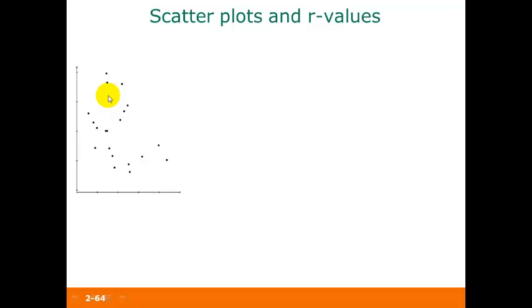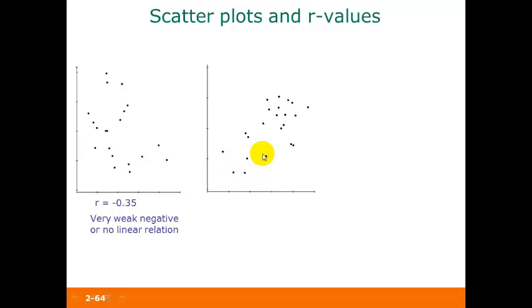Here's another one. In this one, you can kind of see that the data is going down from left to right somewhat, but this would be a very weak relationship, or maybe no relationship. So the R value for this one is actually negative 0.35. In this one, we can see that the data is trending up from left to right. Again, this is not a very strong relation, but it's a stronger one than the last one we looked at. The R value for this one turns out to be 0.635. So we would call this a weak positive relation.